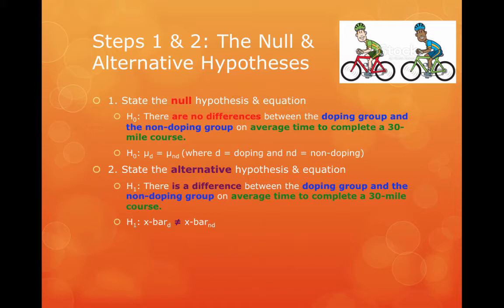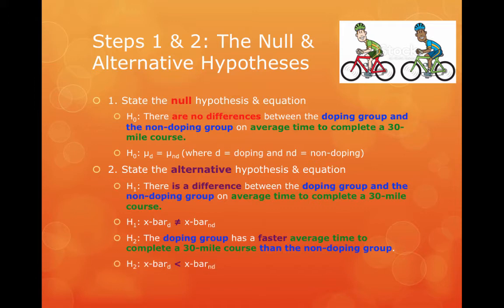And if you wanted to do a one-tailed test, which group do you think is going to be faster or slower in terms of their average time to complete a 30-mile course? We have our doping group and our non-doping group. Do you think our doping group is going to be faster or slower? Most likely faster, right? So we can hypothesize, writing a directional research hypothesis, that the doping group has a faster average time to complete a 30-mile course than the non-doping group. So we can write out a directional research hypothesis equation.